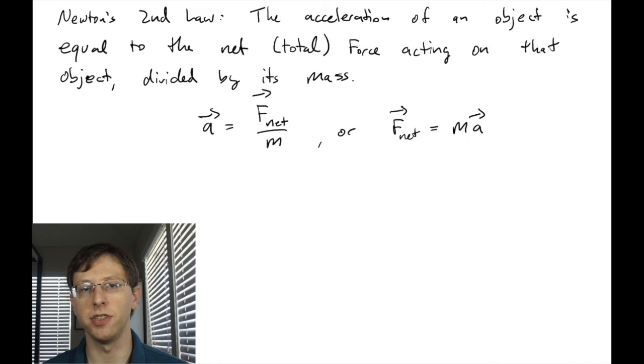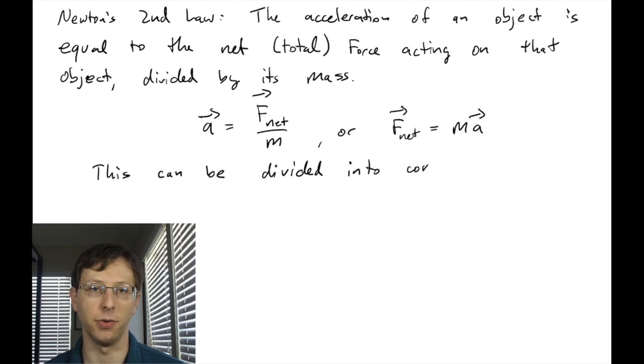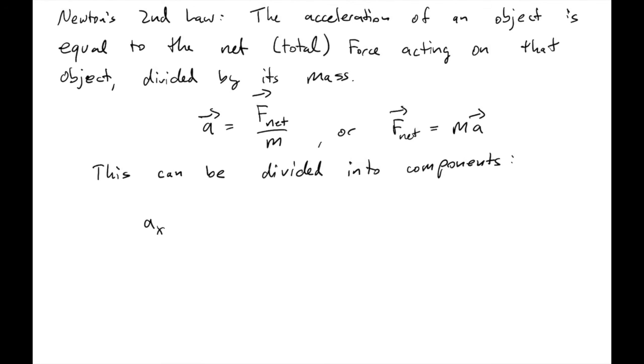So when we apply Newton's second law in 2 dimensions, we have to break it up into components, just like we did when we did kinematics. So the acceleration in the x direction, or the x component of the acceleration, is equal to the total force in the x direction divided by the mass, and the acceleration in the y direction is equal to the total force in the y direction divided by the mass.